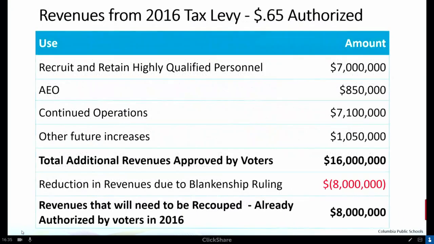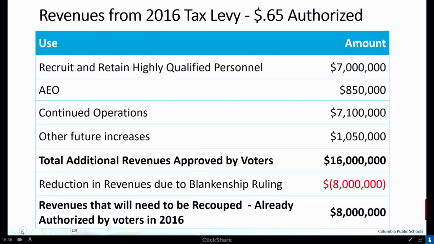And again, that 32 cents, and as you'll see on this next slide, how that correlates to the last tax levy that was approved. We approved 65 cents in 2016. That was a voter-approved levy when we went to the voters. And so this was when we went to pass that levy. This is how it was promoted, the breakdown of how those funds would be used. And so essentially, it was supposed to make an additional $16 million in revenues from that 65 cents.